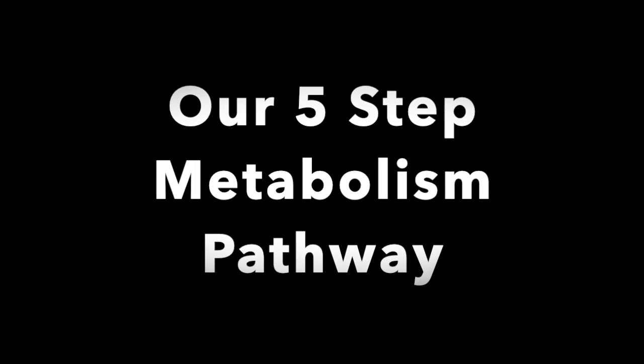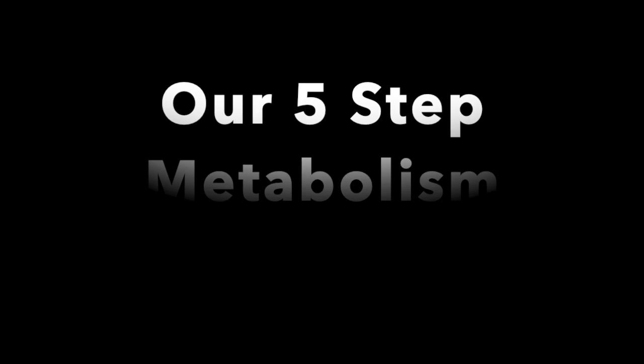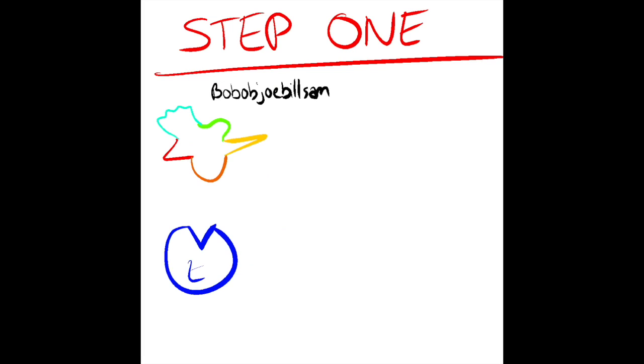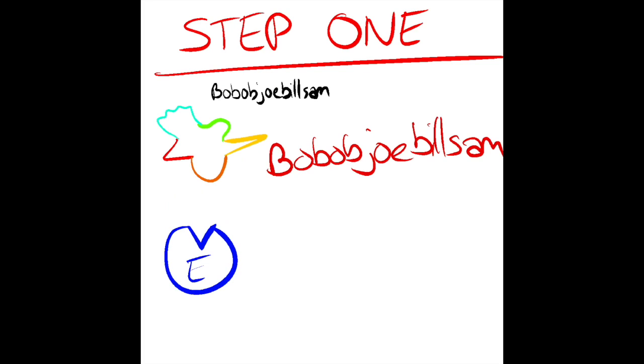And now presenting our 5-step metabolism pathway. We start with our substrate, Bo, Bob, Joe, Bill, Sam, and our enzyme, which, for further purposes, will be blue and labeled E. Bo, Bob, Joe, Bill, Sam is the initial reactant.